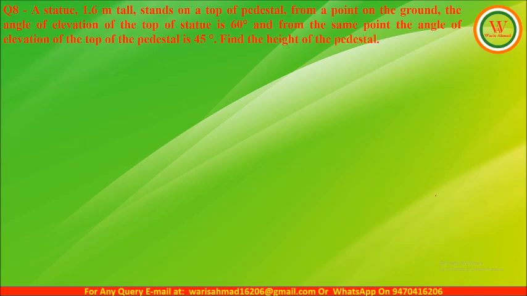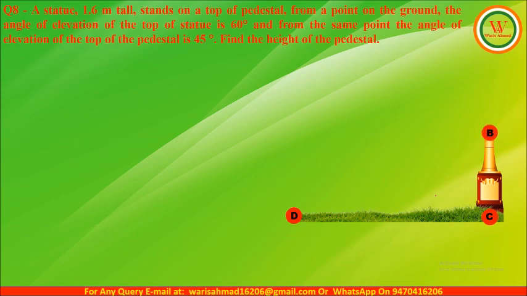So first of all, according to the question, we have to draw the figure. As given in the question, a statue is standing on the top of the pedestal. So first of all, we will draw a ground DC. On this ground, suppose there is a pedestal BC, and on the top of this pedestal there is a statue. So we have to place one statue at the top of this pedestal. Suppose AB is the statue which is standing on the top of this pedestal.